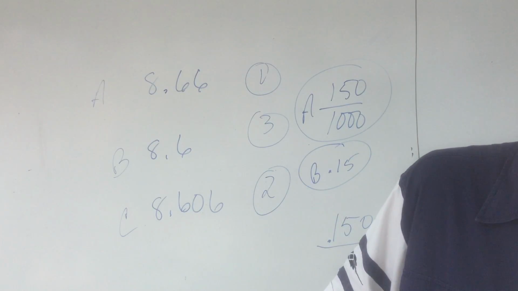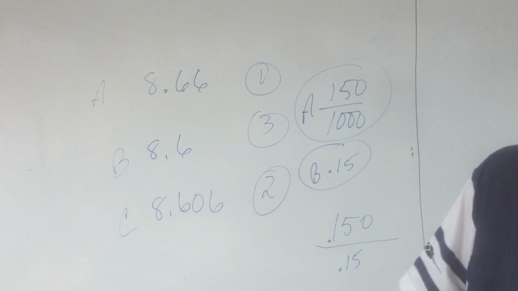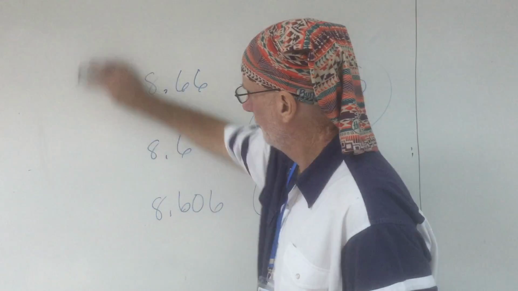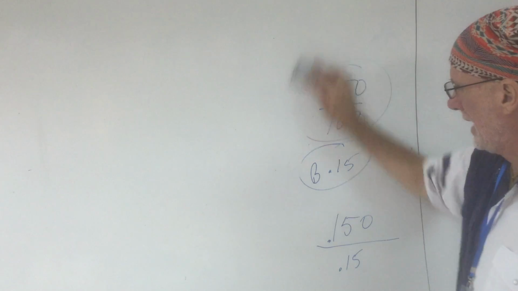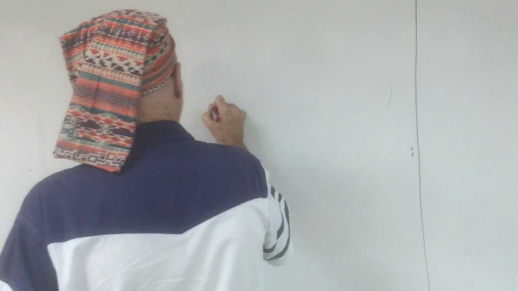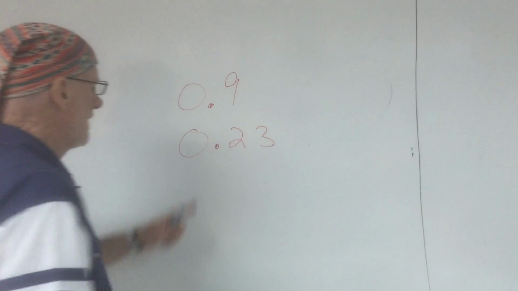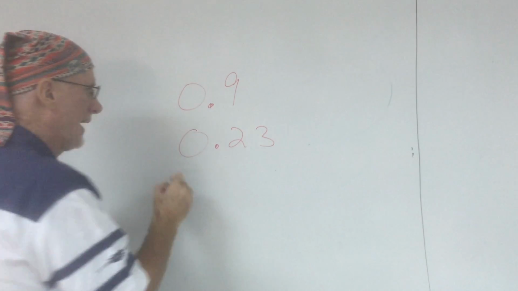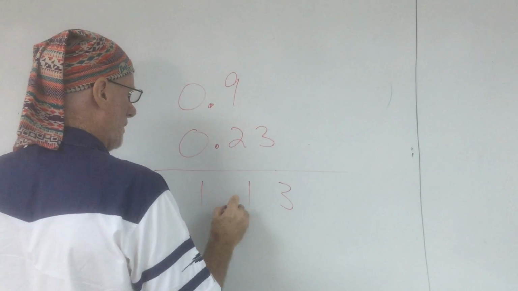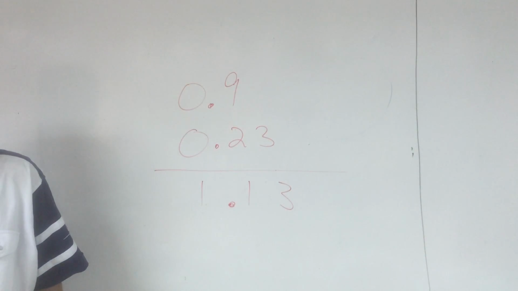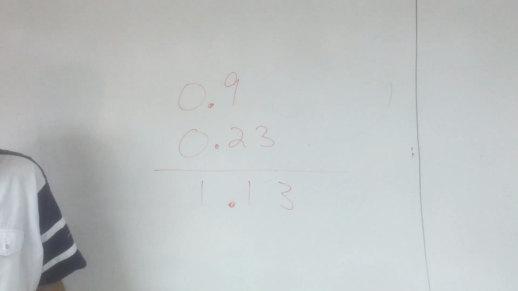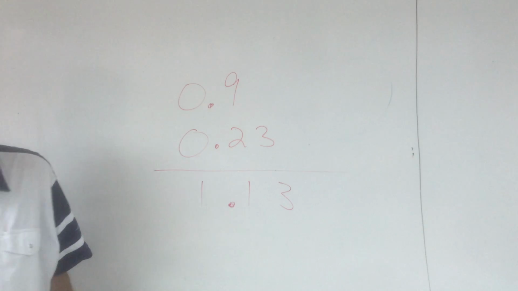All right, when we add, what do you have to do when you add? Line up the decimals. You line up the decimals. Let's do 0.9 and 0.23. See how the decimals are lined up? And then you add it just like anything else. 3, 1, 1. Easy? Yes or no? Yes. You're sure? Yes. Okay, good.